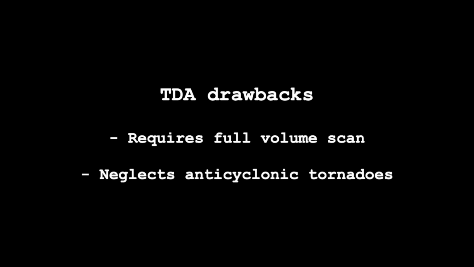The TDA does have some drawbacks. It requires a full volume scan to be completed, which can take as long as 5 to 6 minutes. This can significantly delay the detection of a tornado vortex signature. Also, it does not detect anticyclonic tornadoes.